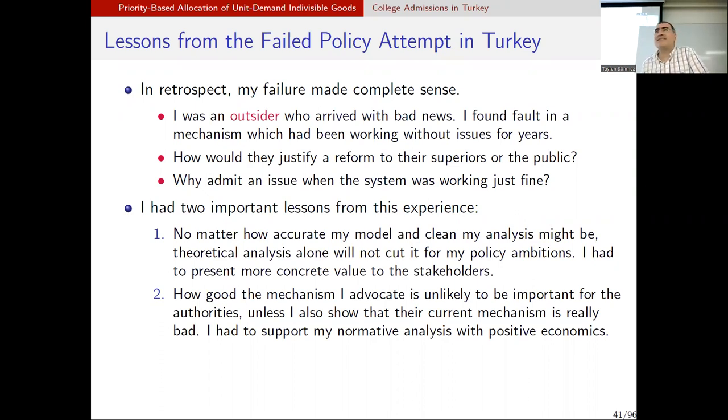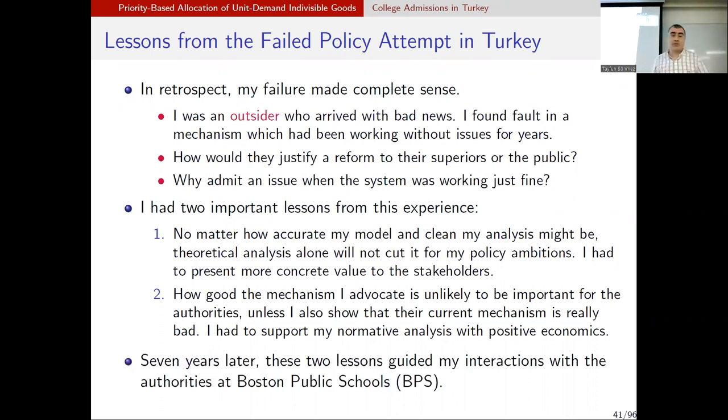A reform doesn't start with a good mechanism. A reform starts with a really bad mechanism, at least when you're an outsider. I haven't seen any exception to that. So seven years later, these two lessons guide my interactions with the authorities at Boston Public Schools.